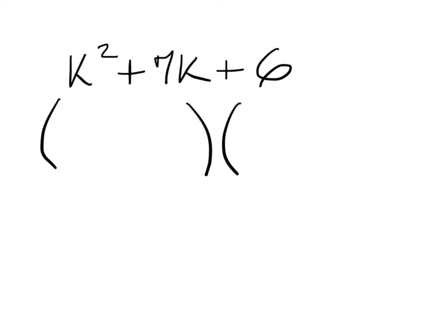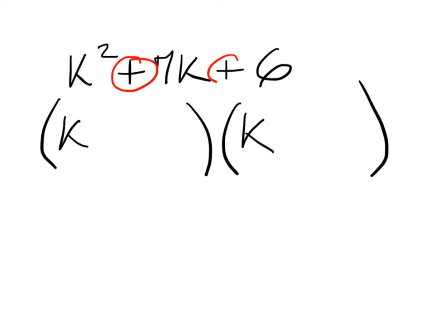Let's do that same problem again. K squared plus 7k plus 6. Can you remember back to when we factored a different way, where we did this, two quantities, a k in each one of them, and if the signs in the expression were plus plus, they were what in the parentheses? Plus plus. And can you give me two numbers that multiply to get 6 and add to get 7? 1 and 6. There it is. Another way to factor the exact same expression.